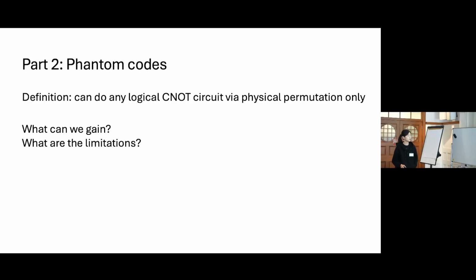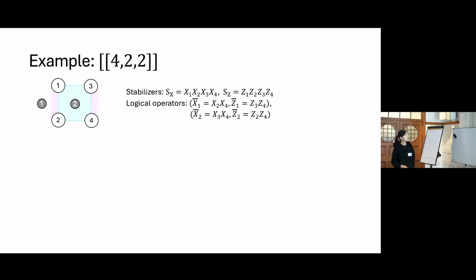Let me check time. Okay. Now we get to phantom codes, which encode more than 1 logical qubit. The definition is that we can do any logical CNOT circuit by permutation only. The motivation for studying them, for me personally, is that I want to know what we can gain from imposing this very stringent constraint on the logical gate, and what the limitations are, like certain no-go theorems would be the best. Okay, so one example phantom code is the well-known 422 code.